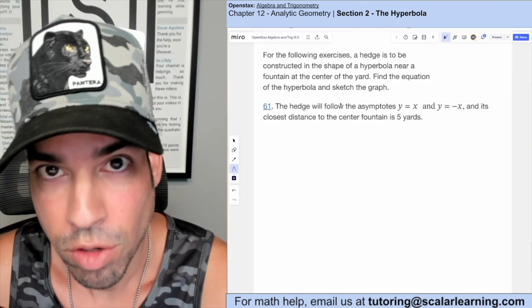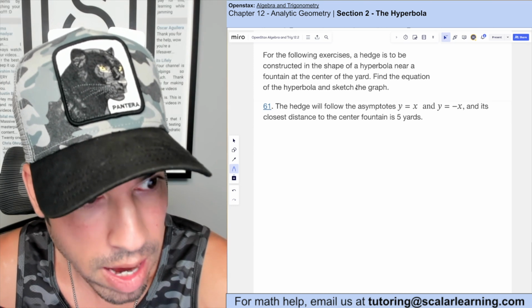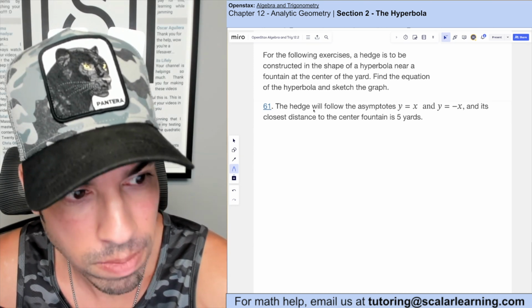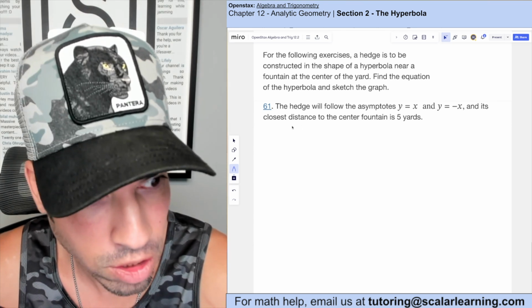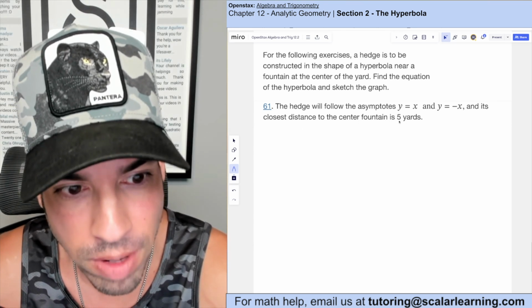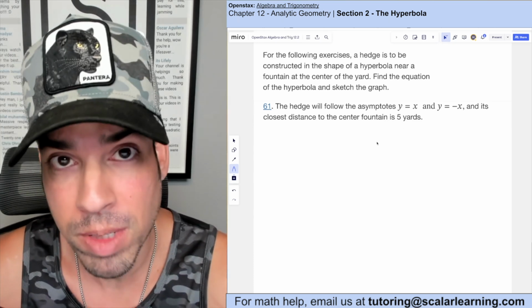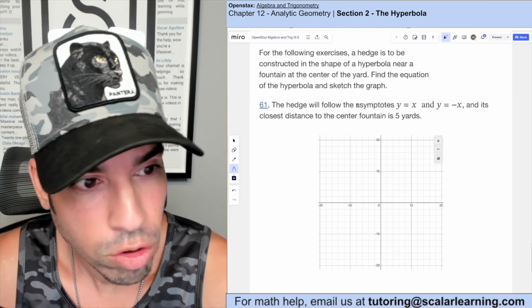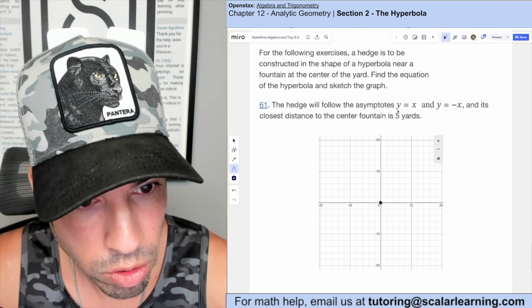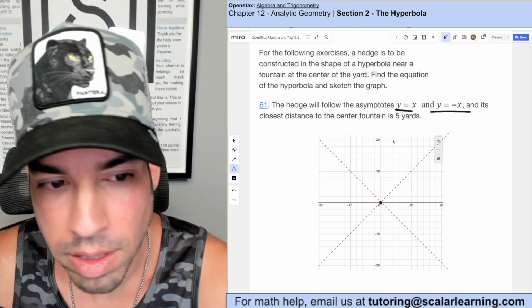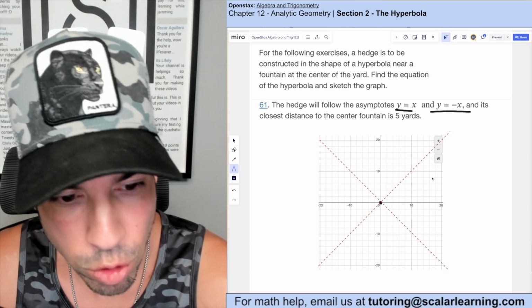Done. All right, so for this one, we're mapping this hedge and this fountain, okay? So it says the hedge will follow the asymptotes y equals x, y equals negative x, and its closest distance to the center fountain is 5 yards. So let's map this out, see what this looks like. So if we assume that the fountain is at the origin right here, and then the asymptotes are these, let's put those in now. And now once we have this, we can figure out which way the hyperbola is going.